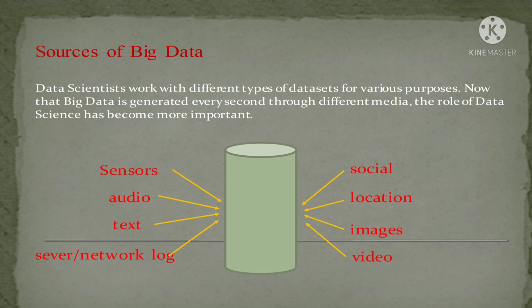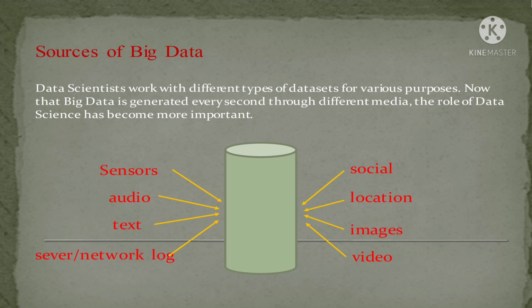The sources of big data: whenever the data becomes very large or huge, we can say the concept of big data is involved. Data scientists work with different types of data sets for various purposes. Big data means the data from where we can collect data. Sensors give big data. Audio is also data, and text is also data. Server and network logs also create big data. Social networking sites also create big data.